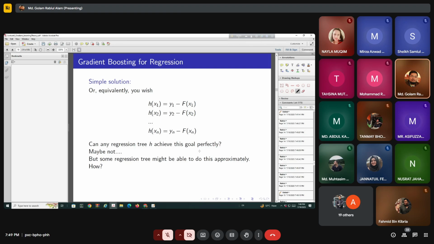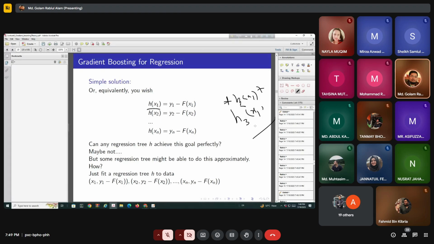So maybe not. In that case, you need to add another model, not only H1 but maybe you need to construct H2 also, H2 of X1 this way. Sometimes maybe more than that, another model you need to create, that is H3 of X1, like this way. So that means many models we can combine here.